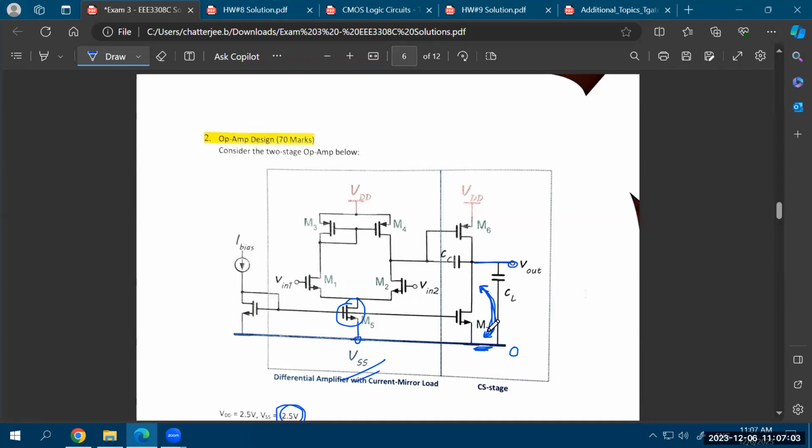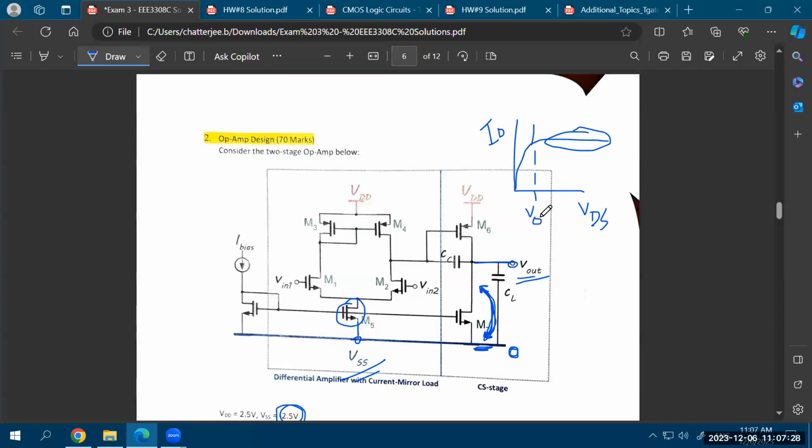If this VSS is 0, the minimum value of this voltage drop will be equal to the minimum output voltage. So what is the minimum value of that voltage drop? You already know from your ID versus VDS graph that this is the saturation region, right? When does the transistor enter saturation? When it's at this knee point.